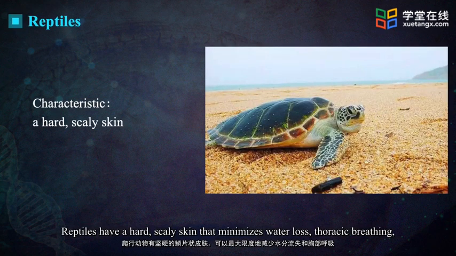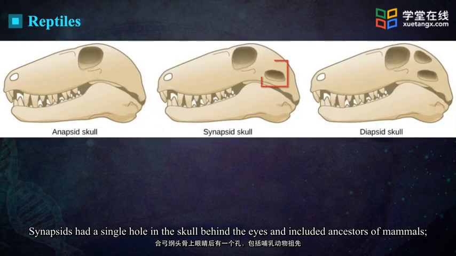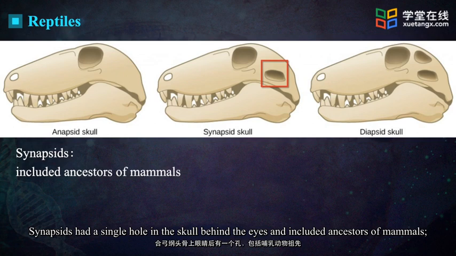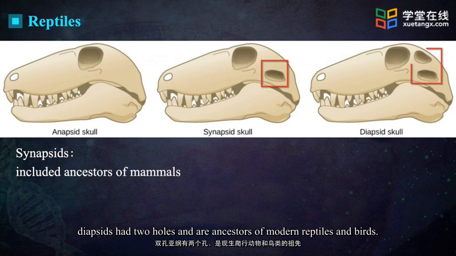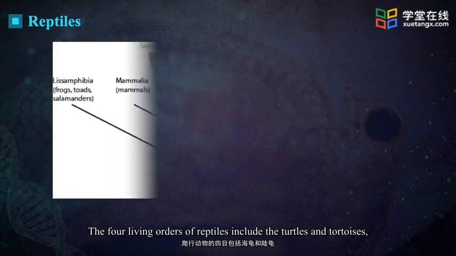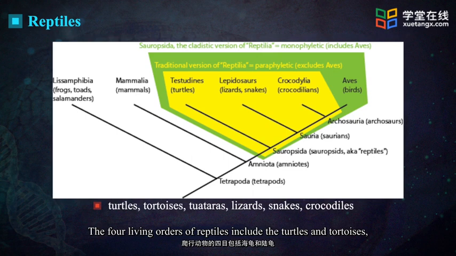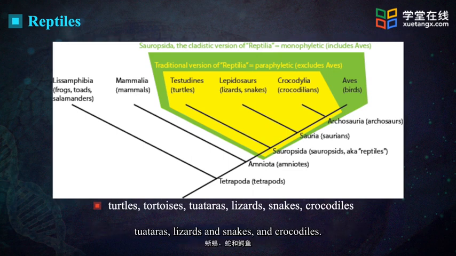Reptiles have a hard, scaly skin that minimizes water loss, thoracic breathing, and an enclosed, amniotic egg that does not need to be laid in water. Synapsids had a single hole in the skull behind the eyes and included ancestors of mammals. The diapsids had 2 holes and are ancestors of modern reptiles and birds. The 4 living orders of reptiles include the turtles and tortoises, tuataras, lizards and snakes, and crocodiles.